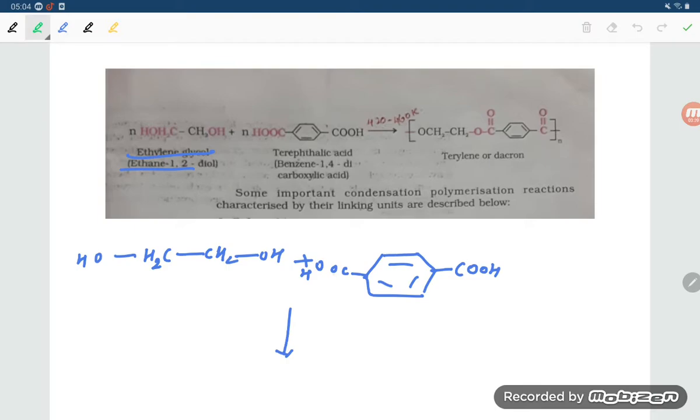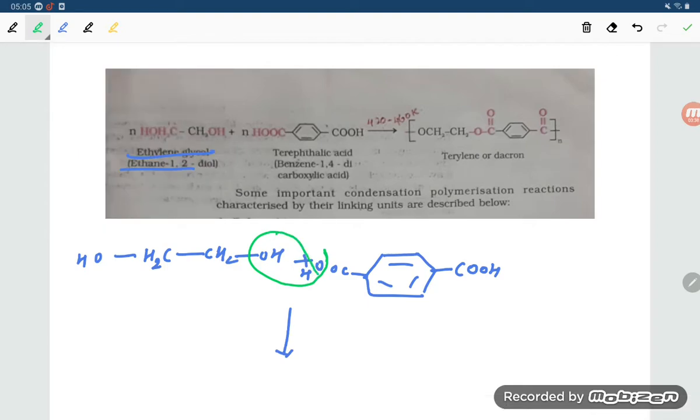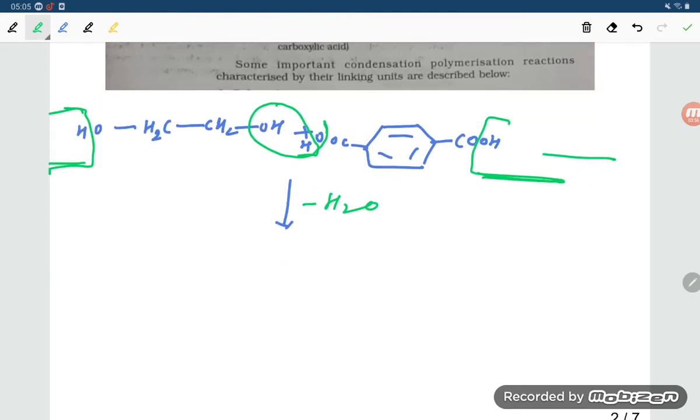If you see, students, this OH and here is the H. This OH and this H will be lost as a water molecule. Here this O will be lost, and here the OH will be lost. So this is minus H2O, and this loss is with another molecule because it is a polymer, so a similar molecule will come again. So here is the loss of a water molecule.